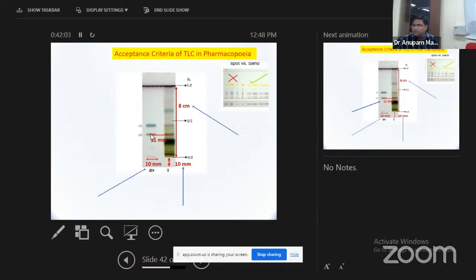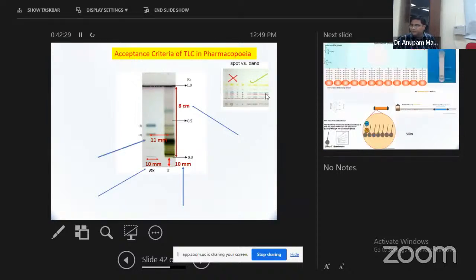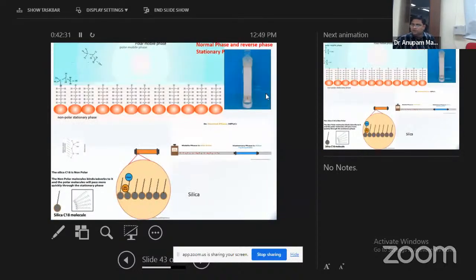And the distance between two spots on the TLC plate, center to center, is almost 11 mm. This is the acceptance criteria. In the pharmacopoeia, you will never see a spot; you will always see a band. So it is better to apply a band, because a band is uniform, you get better separation, and it is easy to estimate any compound. This is the acceptance criteria of TLC in the pharmacopoeia.